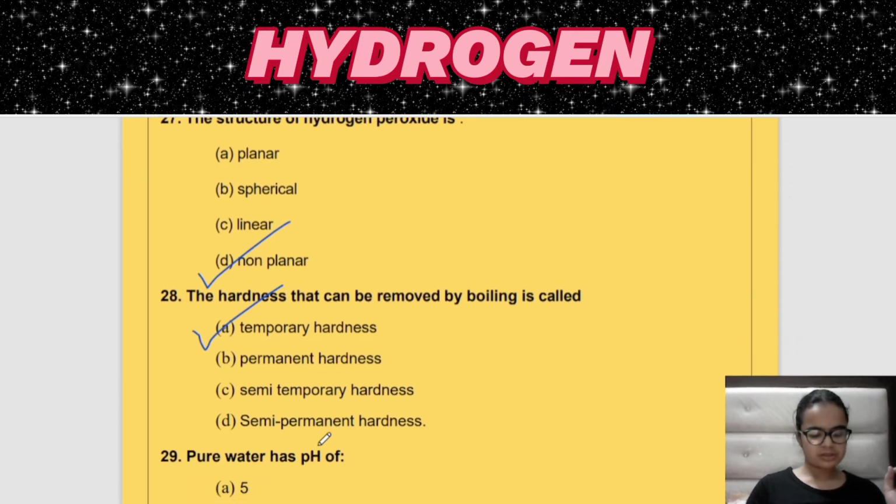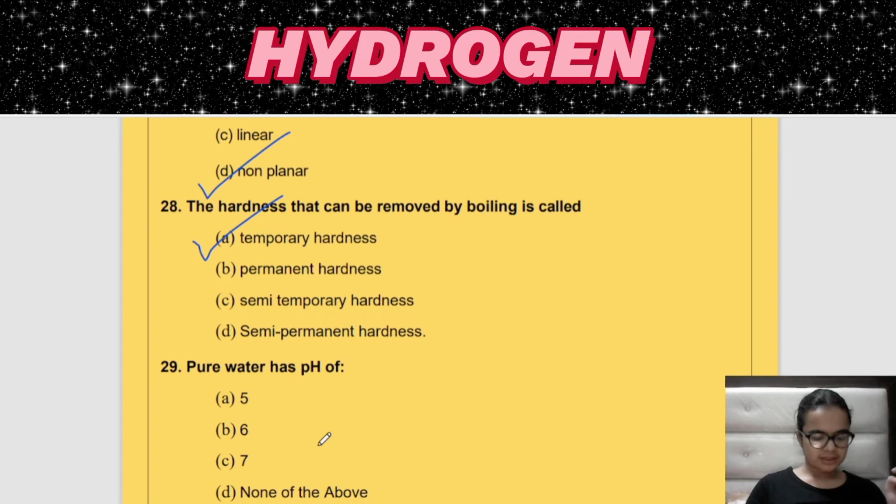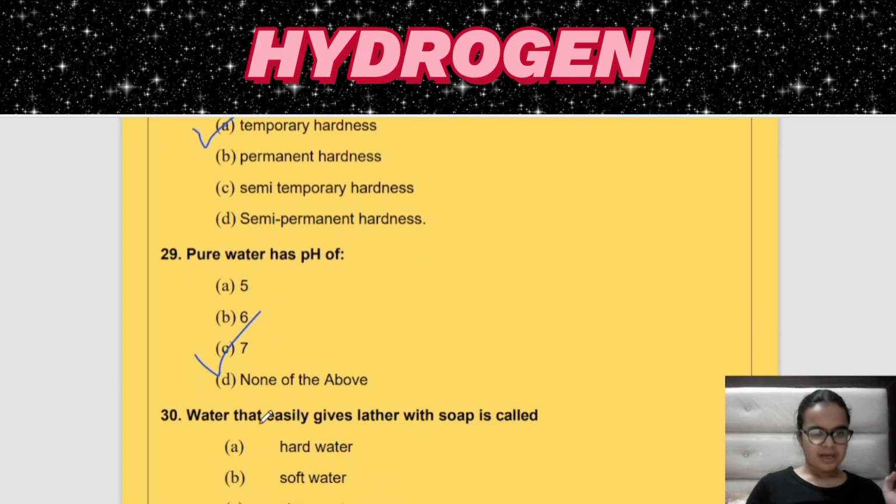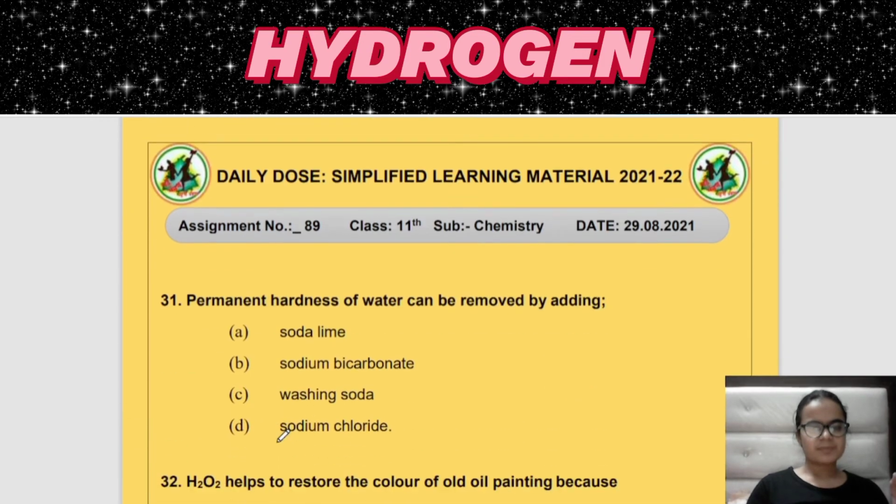Next question is, pure water has a pH of, and the answer is 7. Pure water has a pH of 7. Next is, water that easily gives lather with soap is known as soft water. Next question is, permanent hardness of water can be removed by adding, and the answer is washing soda. It can be removed by adding washing soda.